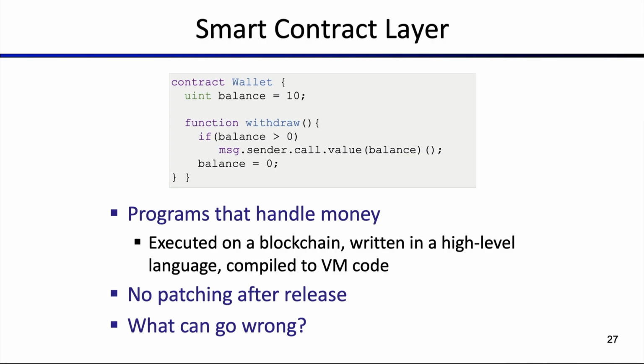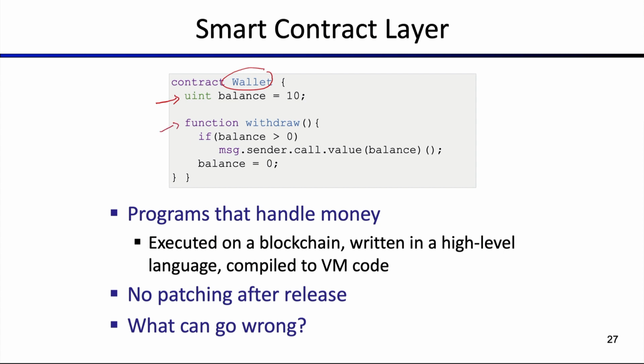So the smart contract layer is the layer where you write smart contracts. For example, the following here is a contract written in Solidity. It's a contract called a wallet. It has a state variable, which is called a balance. It's an unsigned integer, and it's initialized here with the value 10.